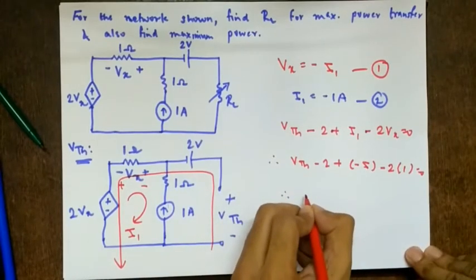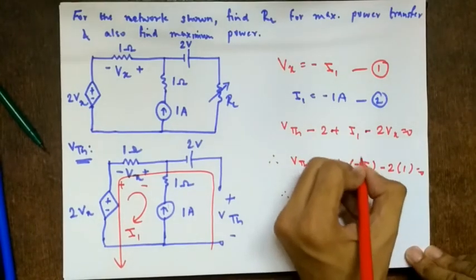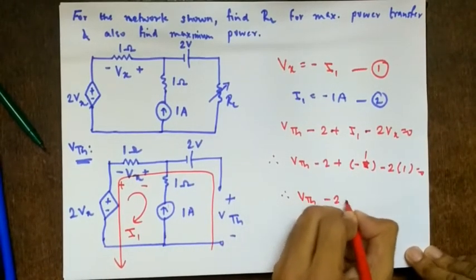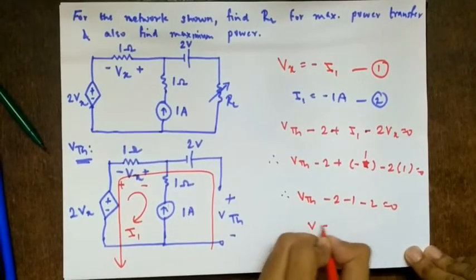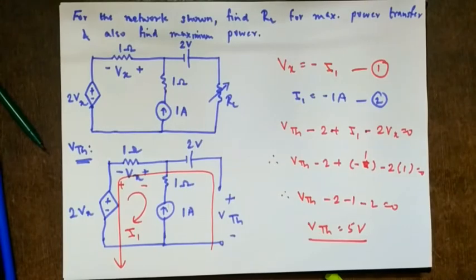So therefore I1 is minus 1. So here it will be minus 1. So VTH minus 2 minus 1 minus 2 equals 0. So minus 3 minus 5. VTH equals 5 volts. Right?